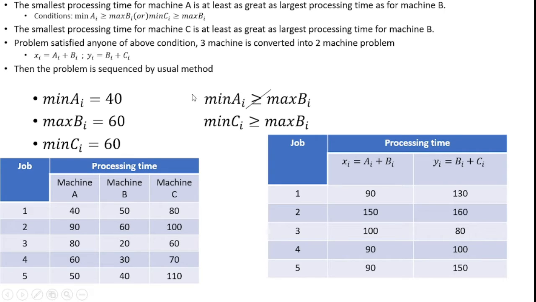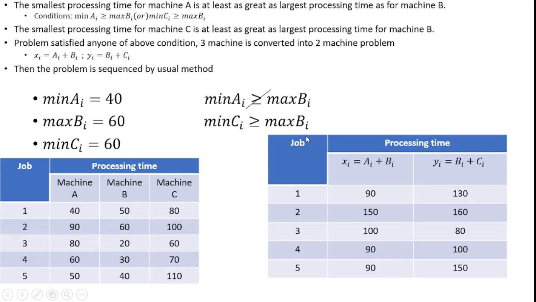Then I have to move to the next condition, which is minimum of Ci should be greater than or equal to maximum of Bi. Here you see minimum of Ci is equal to 60, maximum of Bi is equal to 60. So this condition is satisfied because minimum of Ci, 60, is equal to maximum of Bi, 60. So I have to convert this three machine problem into a two machine problem.